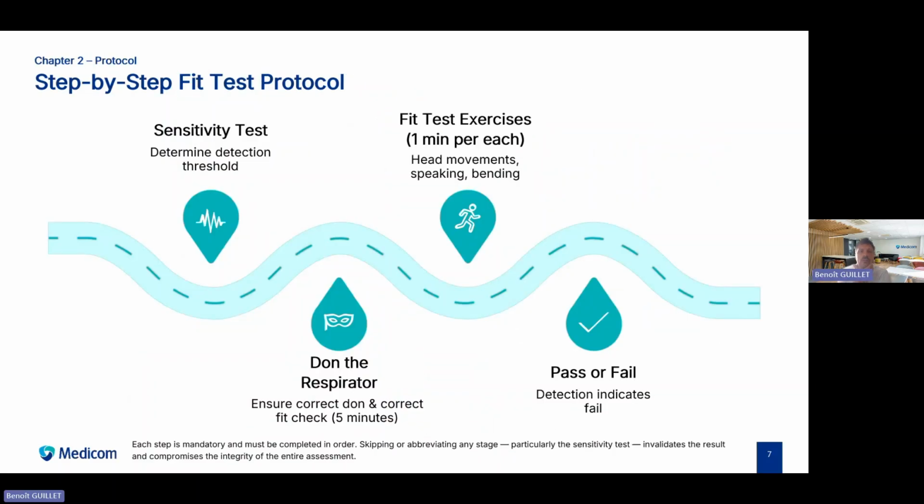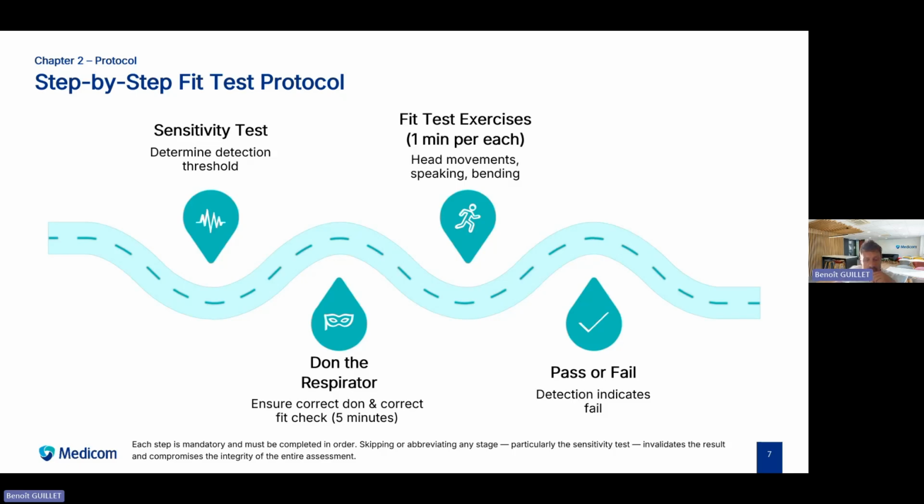Here you can see on this part the step-by-step fit protocol. So what is the process itself? First, it is a sensitivity test. It is the first step. This step confirms that the wearer can actually detect the test agent. It's very important to have a good sensitivity test. Skipping this test completely invalidates the global test.